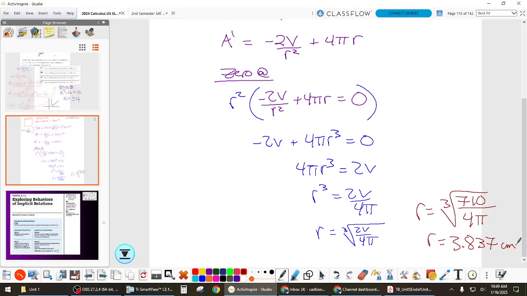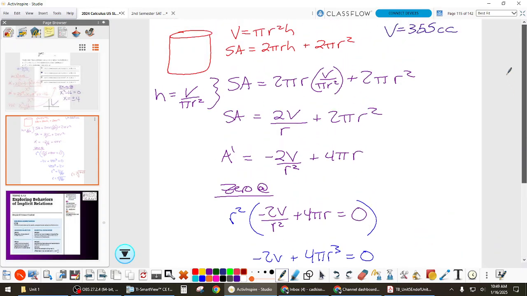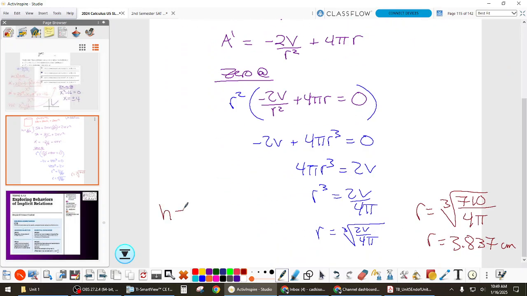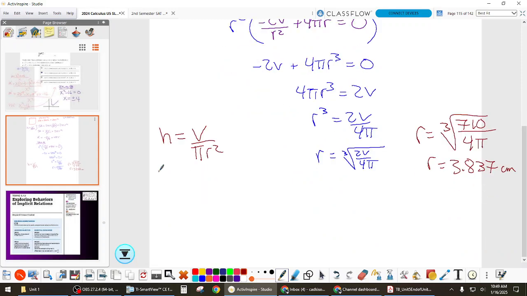Anyway, so here's what I want us to do with that. Here it is. h is V over pi r squared. So if we plug in what we got, V over pi, and this is going to be a little bit weird, but cube root of 2V over 4 pi, whole thing squared. Let's try simplifying this so we have h in terms of r without having it be a single number, is what I'm saying. Does that make sense?